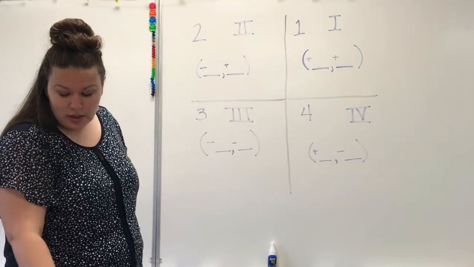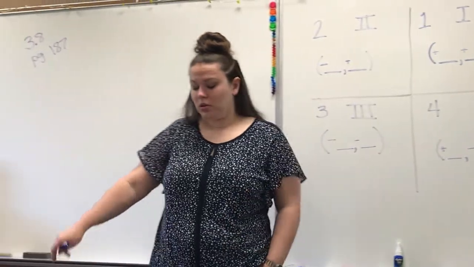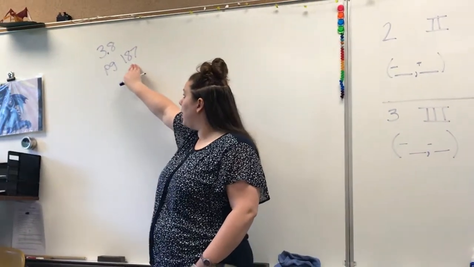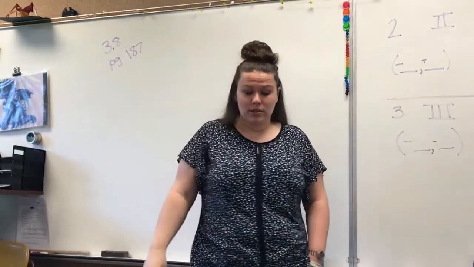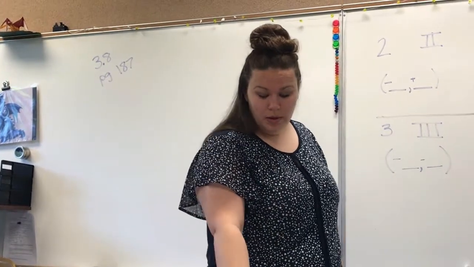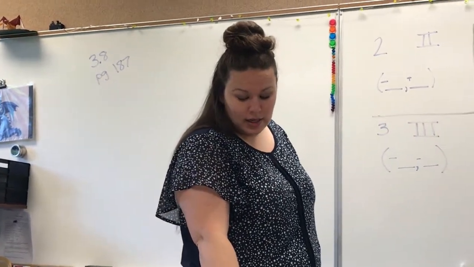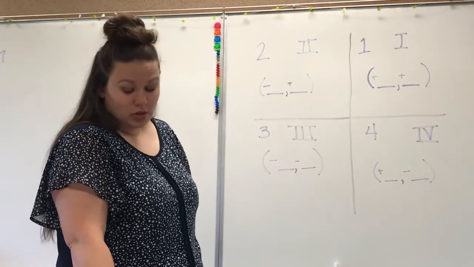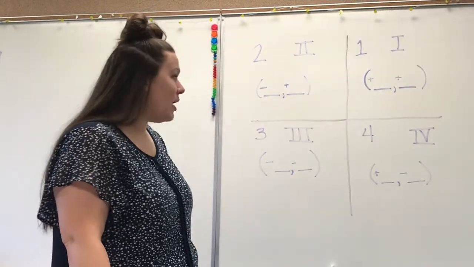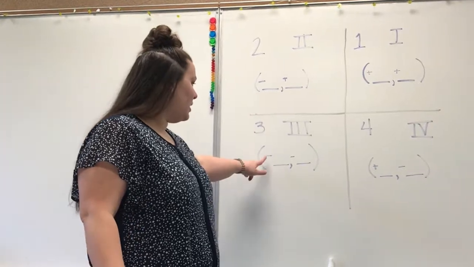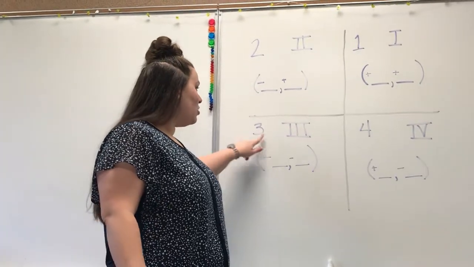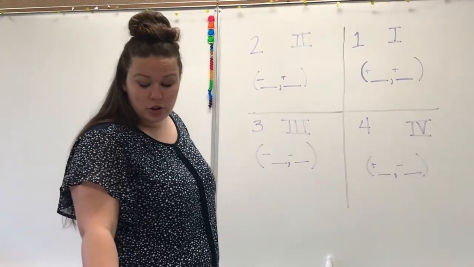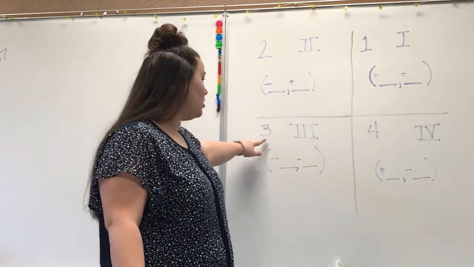Okay, so let's look at number 2 on your book. Just a reminder, you are on page 187. So number 2, it says -5 and -6. Honestly, you don't even have to look at the numbers. You just have to see the symbols. And I see a negative and a negative. So the answer to number 2 in your book is quadrant 3.